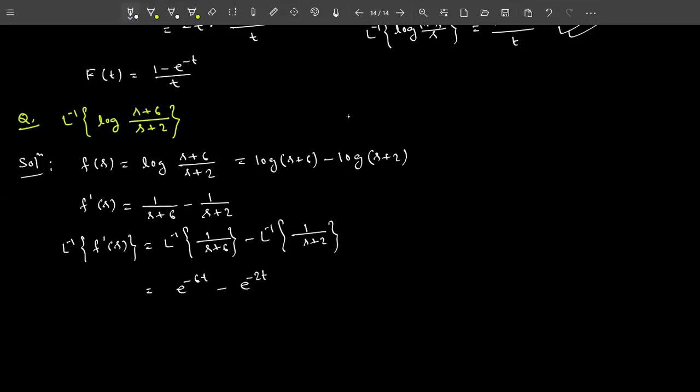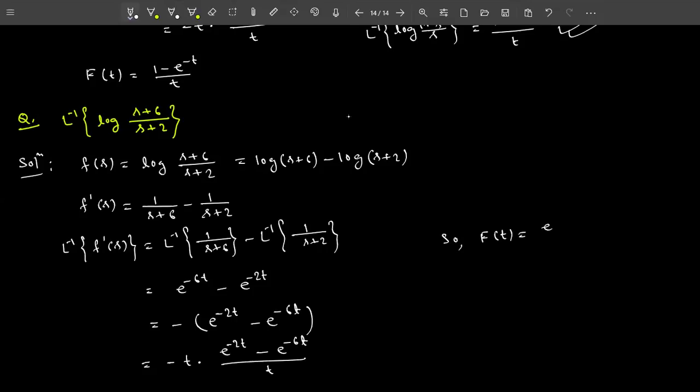Okay, now you have to write it in the form of minus t into f of t. So you can write minus e to the power minus 2t minus e to the power minus 6t. Okay, now minus t into (e to the power minus 2t minus e to the power minus 6t) divided by t. Obviously this result is your f of t. So f of t is equal to (e to the power minus 2t minus e to the power minus 6t) divided by t.